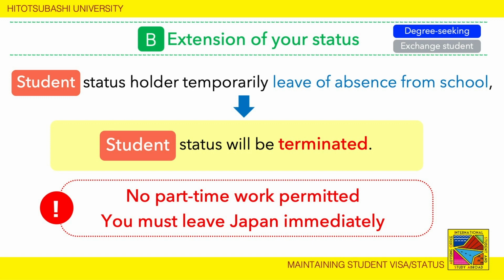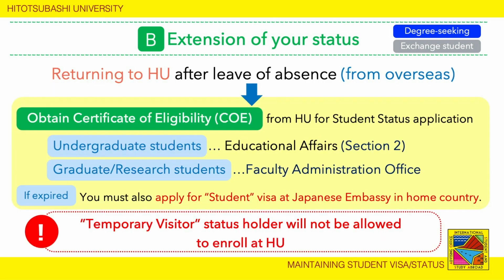However, from the immigration standpoint, that means your student status will be terminated and you have to leave Japan immediately, and obviously cannot hang around Japan doing part-time work. Now, if this happens, you go home for a semester and then you're ready to resume your study at Hitotsubashi. This is the procedure.